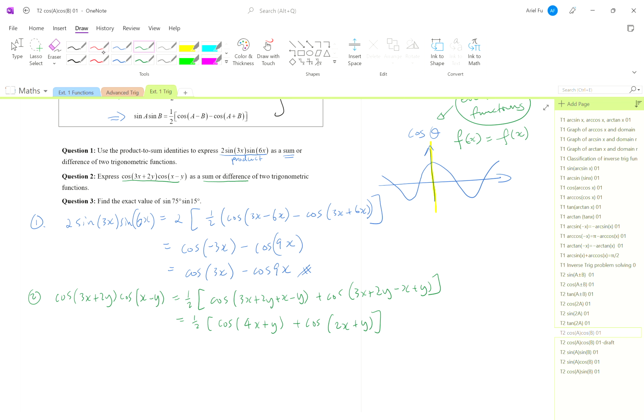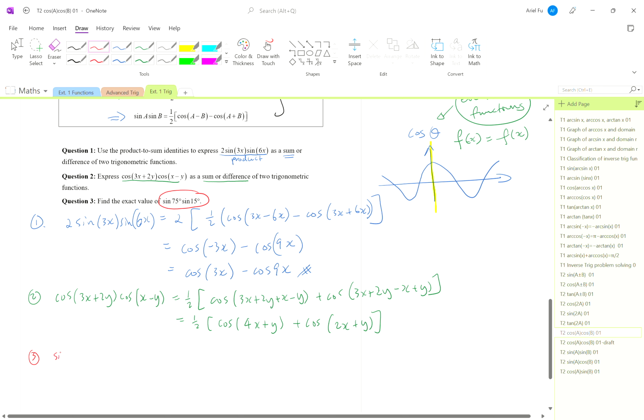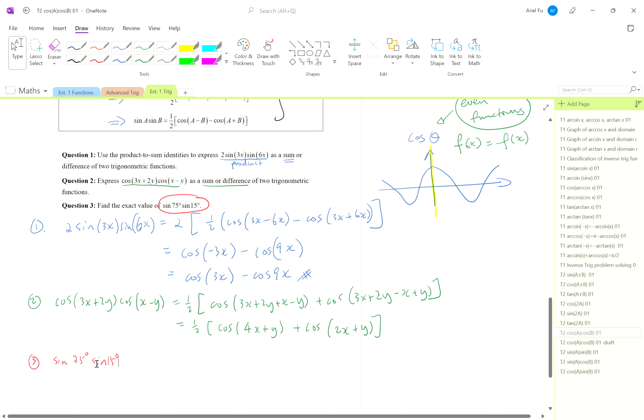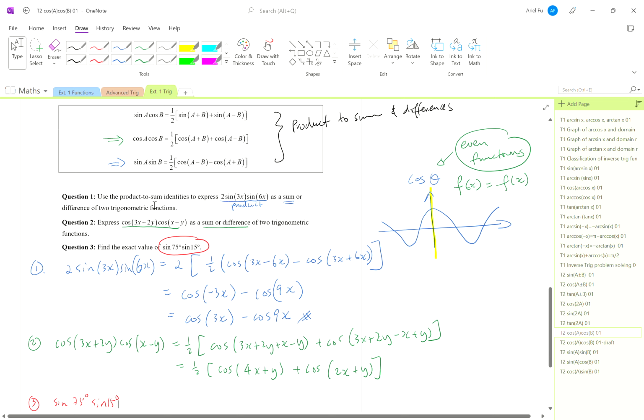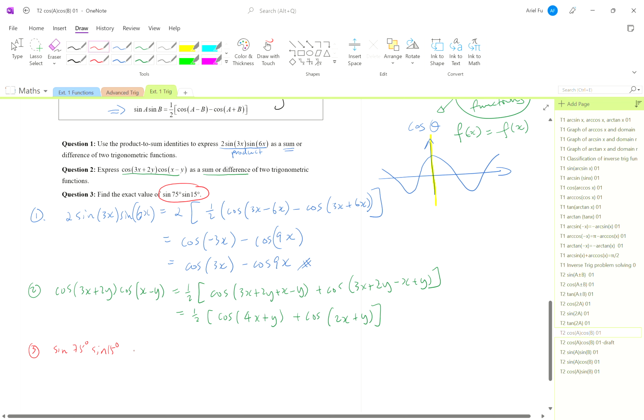And then question 3, the last one. Find the exact value of this. If I'm looking for sine of 75 degrees, sine of 15 degrees, in my mind I'm saying, that's a product, I'm multiplying these 2 functions together. So your head goes straight into it having to be one of these product identities. Sine and sine is the last one, so I need to apply the last one. That means this is half of cosine of A, 75 degrees, minus B, 15 degrees, take away cosine of 75 degrees plus 15 degrees.